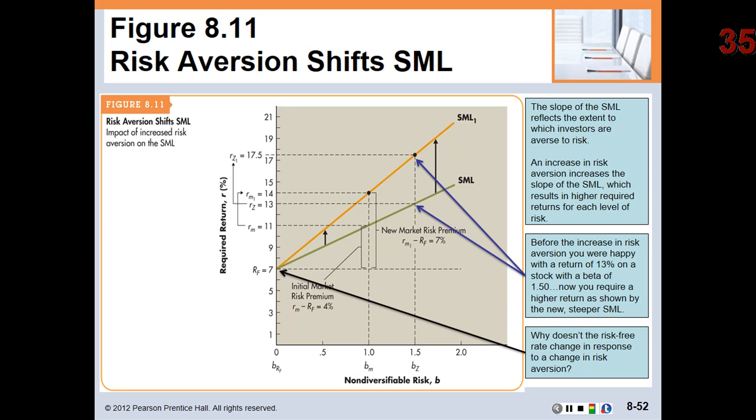Okay, so what I want you to know is these two items: if you have a change in inflation, it's going to cause a parallel shift of the security market line. If you have a change in risk aversion, it's going to cause a change in the slope of the security market line, up or down.